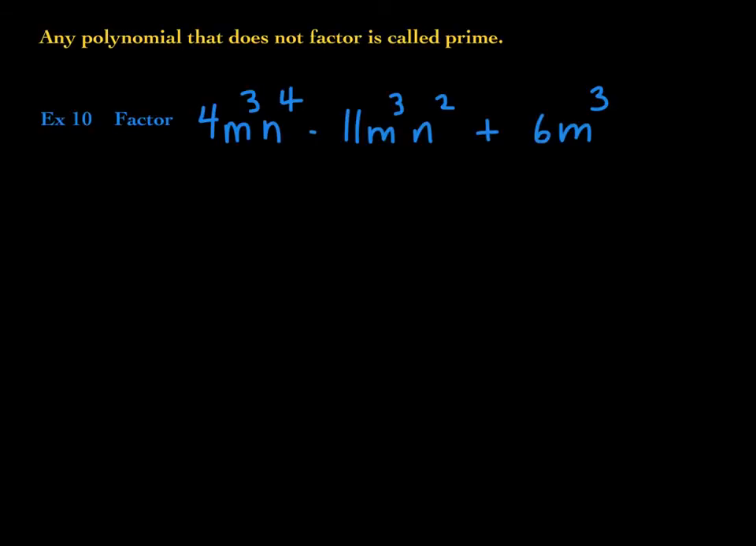All right, next example, it's a trinomial. The first thing we should probably consider is factoring out the GCF. Notice that every single term has m cubed. So m cubed is the GCF. I would love it if you pause this video and see if you can fill in what the resulting trinomial is after factoring out m cubed from every single term.